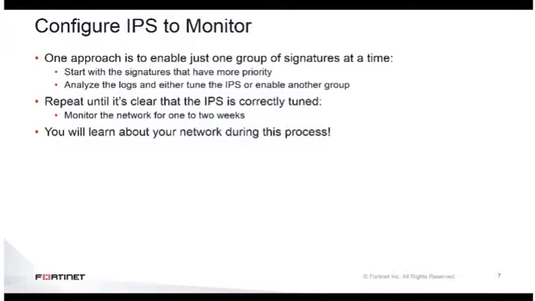During the evaluation stage, enable just one group of signatures at a time, starting with the more critical ones. Wait and analyze the logs. If the logs indicate any problems, fine-tune the IPS configuration. After you feel comfortable with one signature group, enable IPS protection for the next group. This process can take from 1 to 2 weeks.